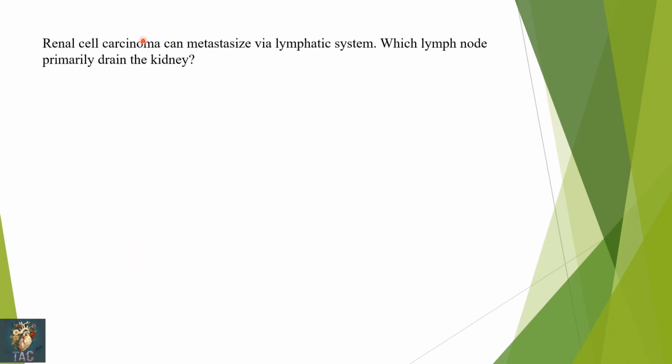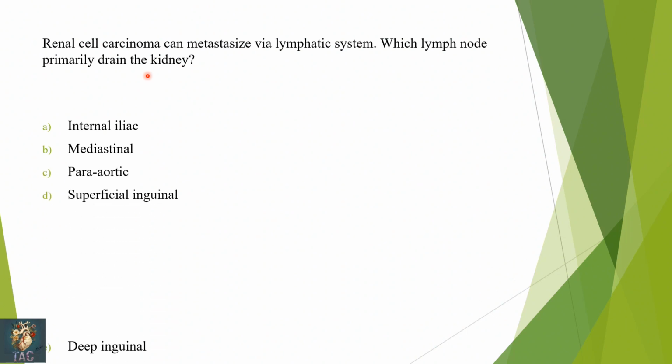Renal cell carcinoma can metastasize via the lymphatic system. So which lymph node primarily drains the kidney? That is internal iliac, mediastinal, para-aortic, superficial inguinal, or deep. So the lymphatics of the kidney drain to the para-aortic lymph node, and this is the answer.